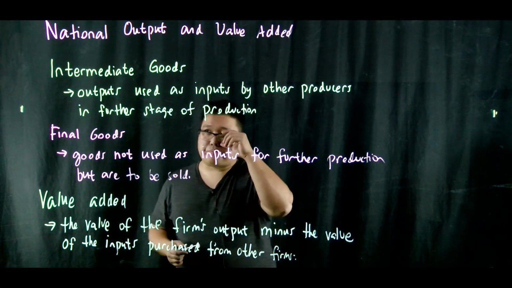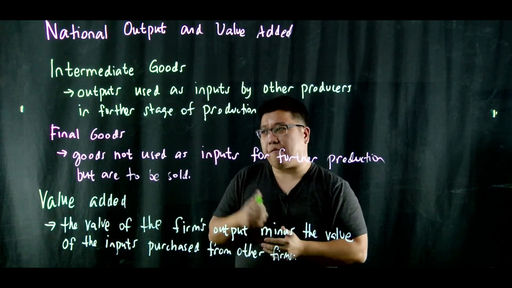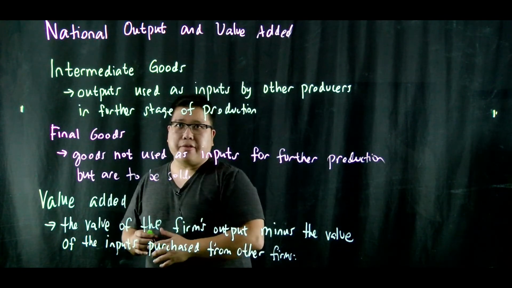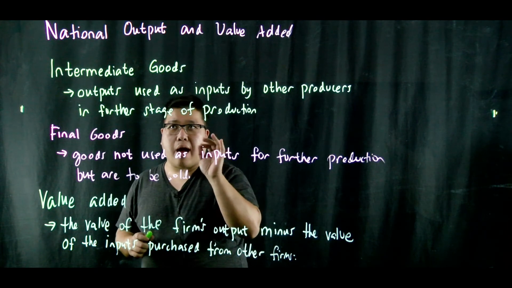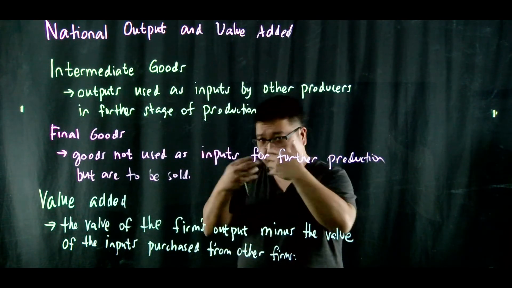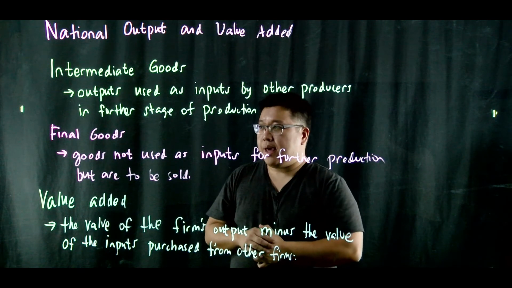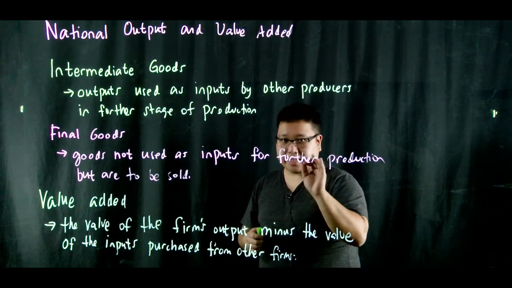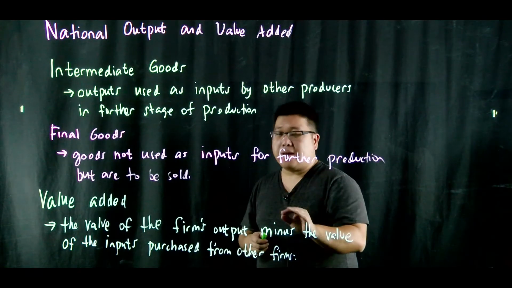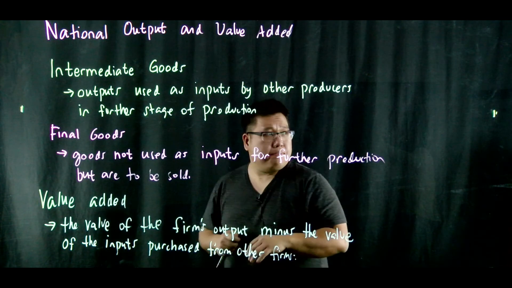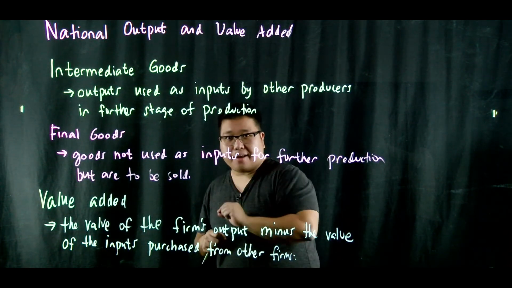All right, so these are the definitions of intermediate and final goods and value added. When we say intermediate goods, these are outputs used as inputs by other producers in a further stage of production. Final goods, on the other hand, are goods not used as inputs for further production, but instead are meant to be sold.